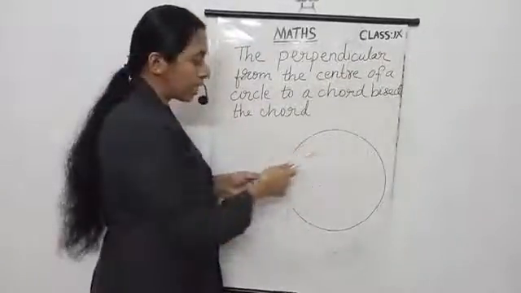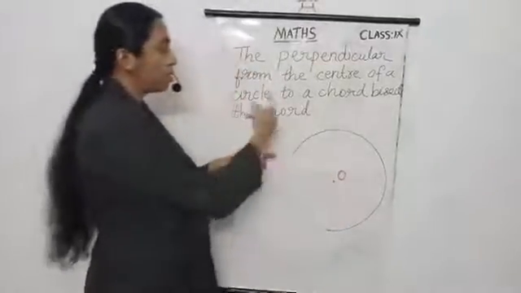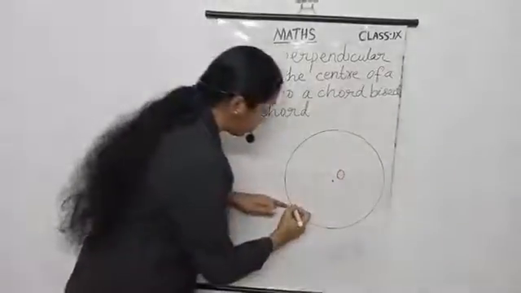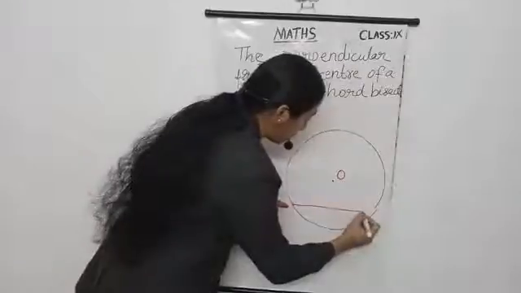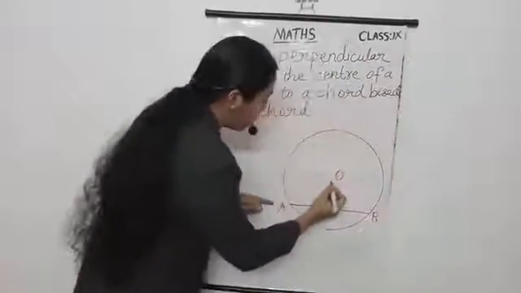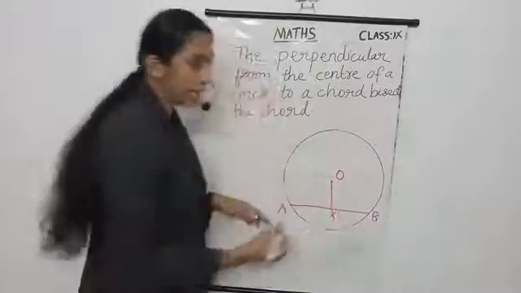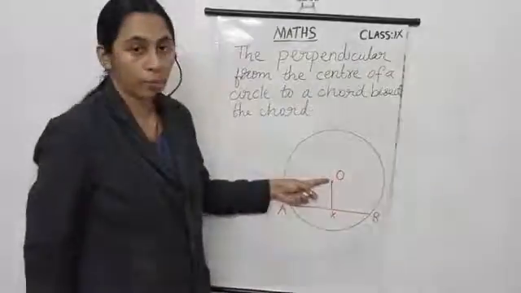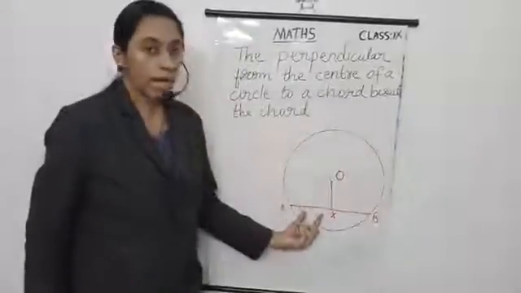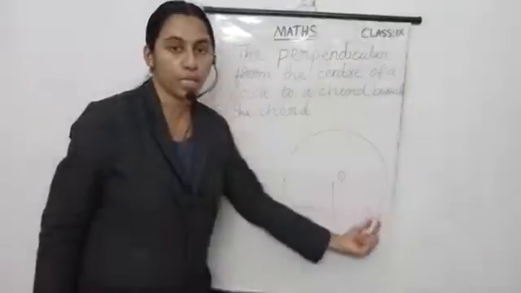So this is a circle with the center O. The perpendicular from the center of a circle to a chord. So we need to draw a chord. This is chord AB. So the perpendicular from the center to the chord means this one. This point is X. So the perpendicular from the center to a chord bisects the chord. That means we need to prove AX equal to XB.